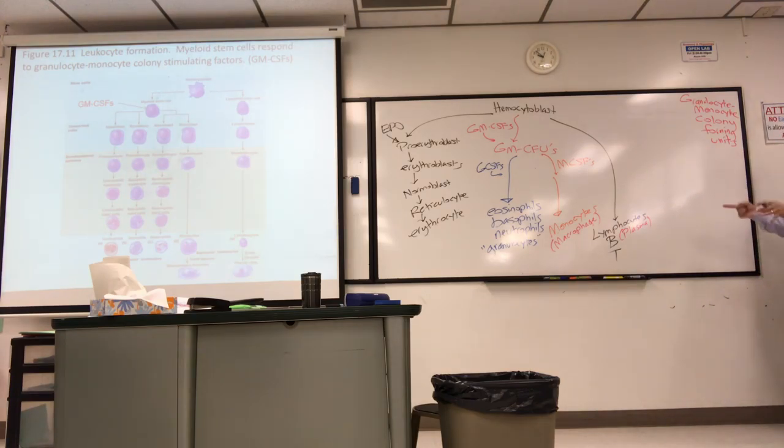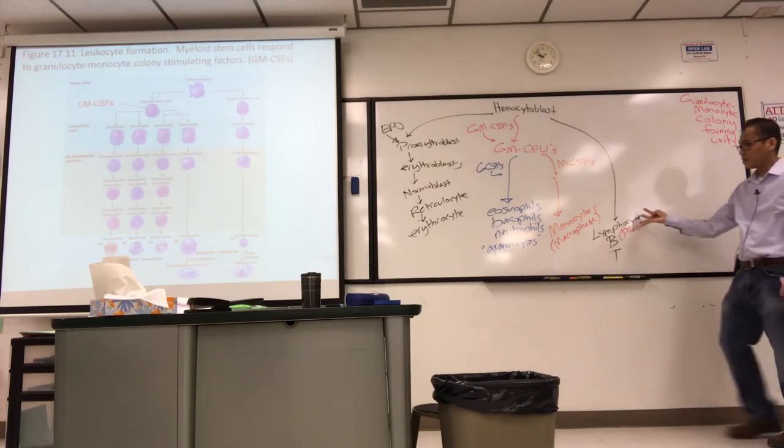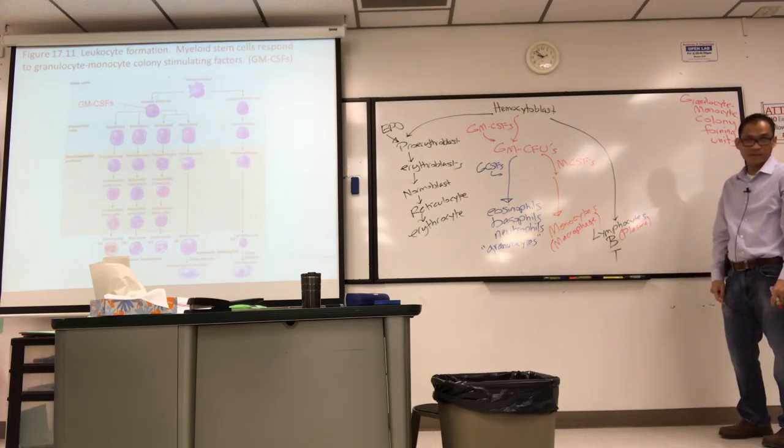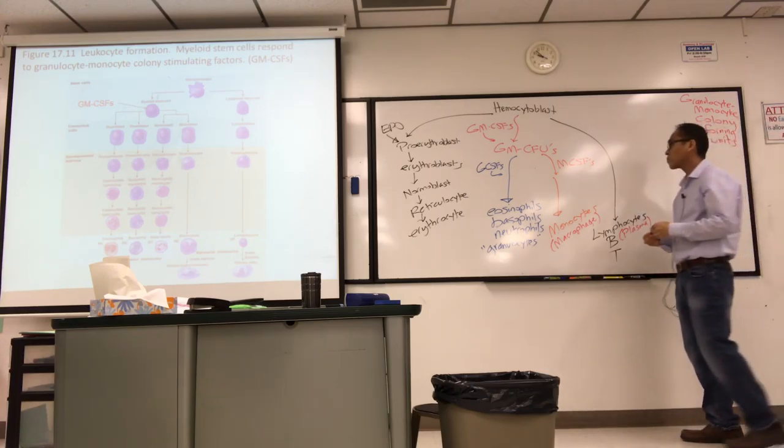So basically what I have on the board here is all of these cells, the red blood cells, and all of these, which are considered white blood cells, come from the hemocytoblasts. The only thing I don't have is the platelets. Platelets are also derived from the hemocytoblast.